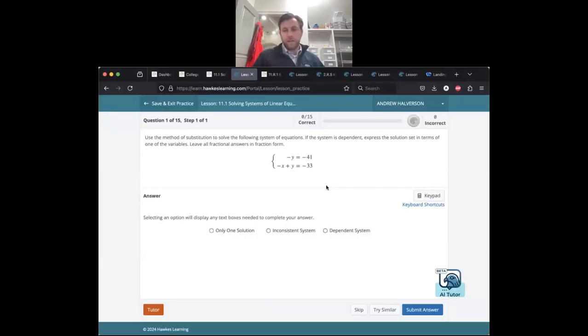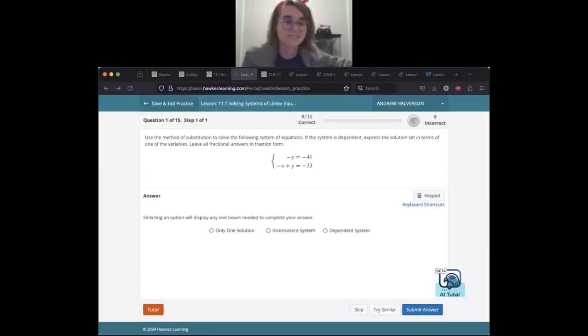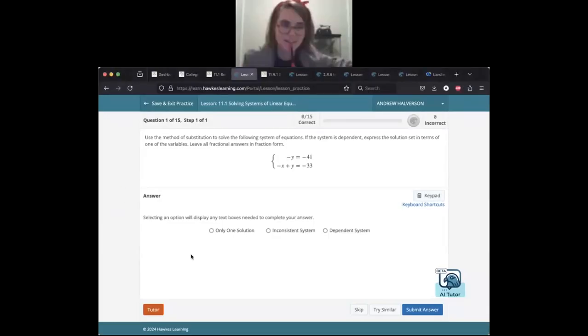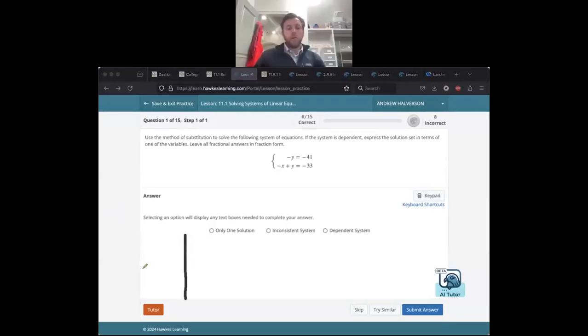Consistent, inconsistent, dependent. Consistent means one solution. That's what that one means. In what context, is it a problem like this or when you have a graph? With a graph. When you have a graph, what does it mean for a system to be consistent or inconsistent or dependent? Anybody can shout it out. You can take any one if you want.